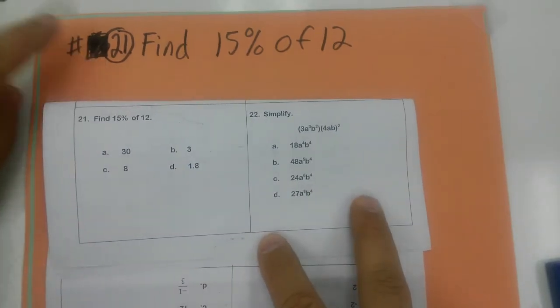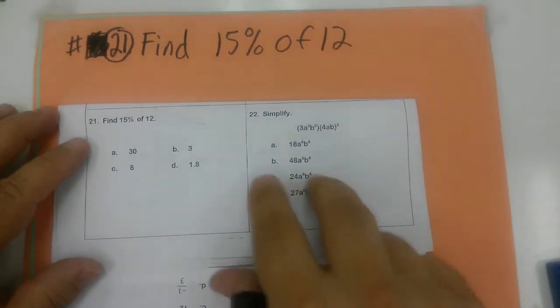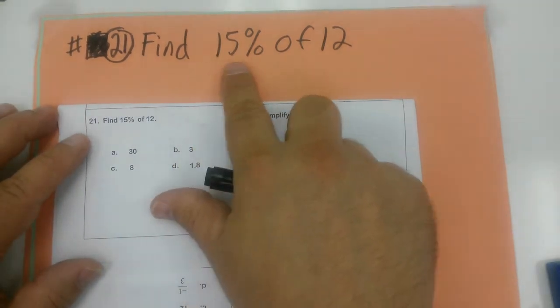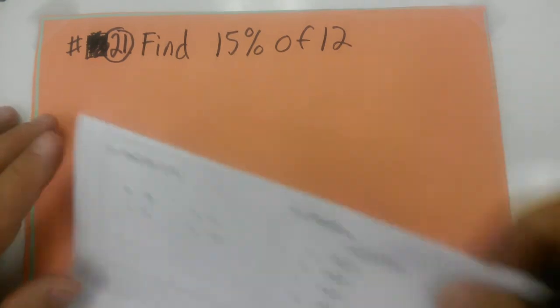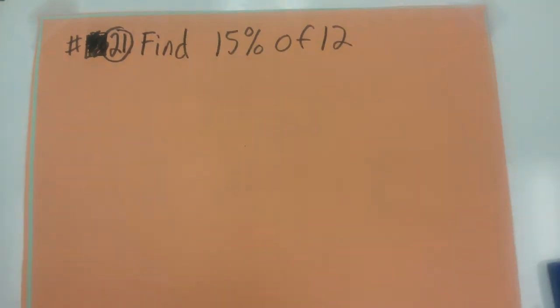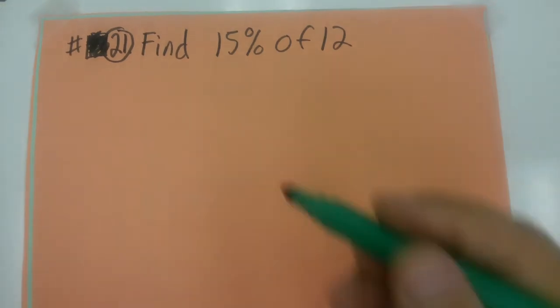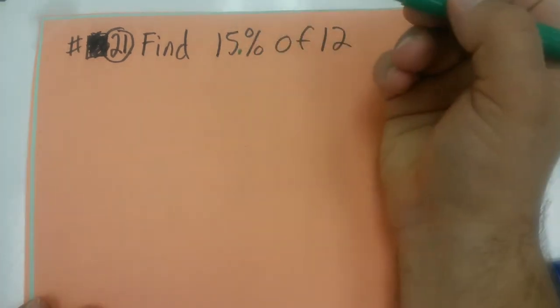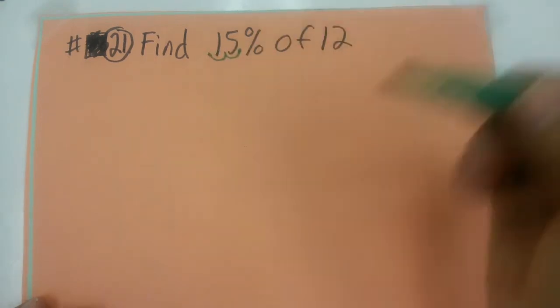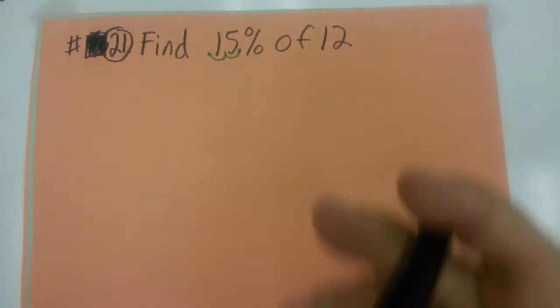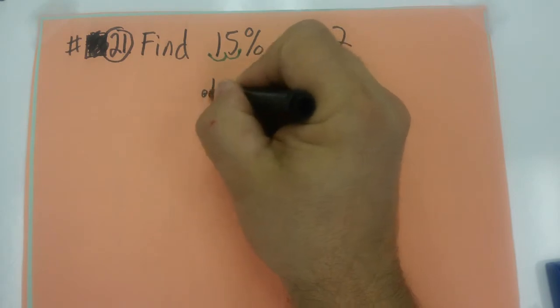Number 21 on the PERT practice test, what we're asked to do here is find 15% of a number, and that number is 12. All you need to do with this is remember that you can change a percent to a decimal pretty quickly. There's a hidden decimal point in the back, and you move it to the left two places. So this is going to give me 0.15.